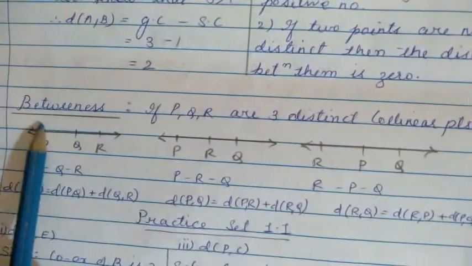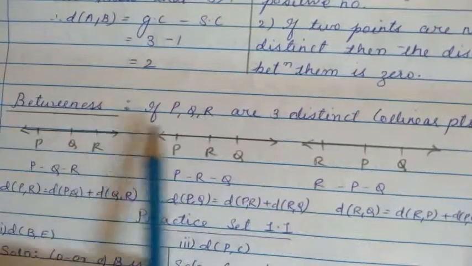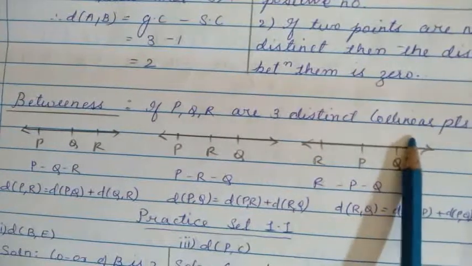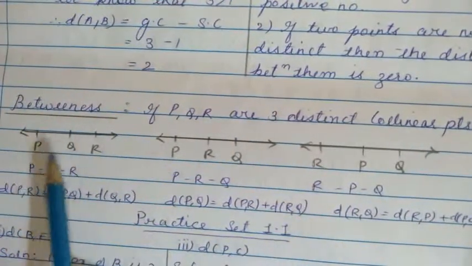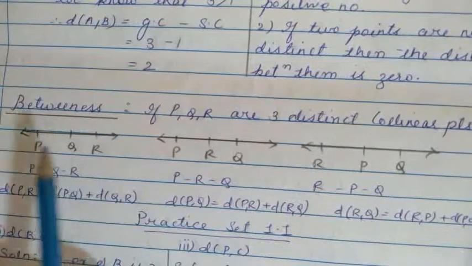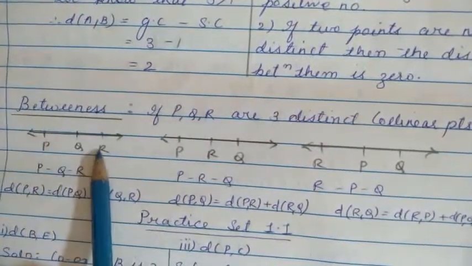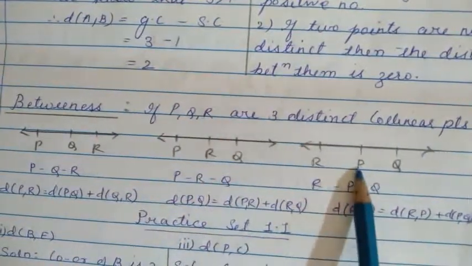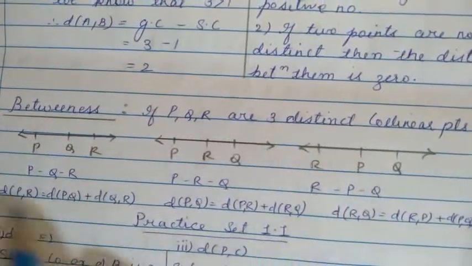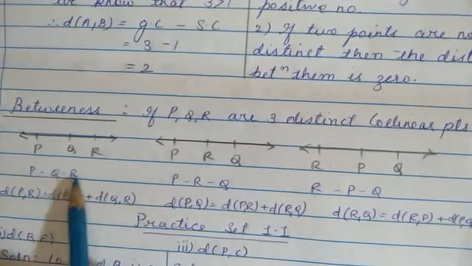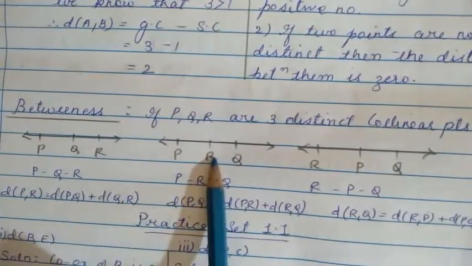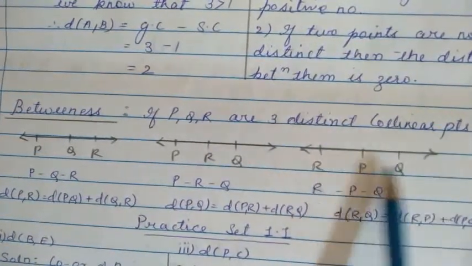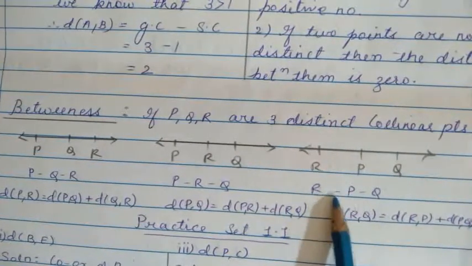The next subunit, betweenness. If P, Q, R are any three distinct points and the three points are collinear, then there are three different possibilities. Either point Q can lie between P and R, point R can lie between P and Q, or point P can lie between R and Q. We write this as P dash Q dash R. If point R is in between, we write P dash R dash Q, and if point P is in between R and Q, then we represent it as R dash P dash Q.